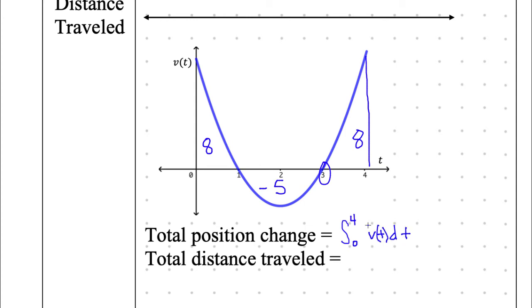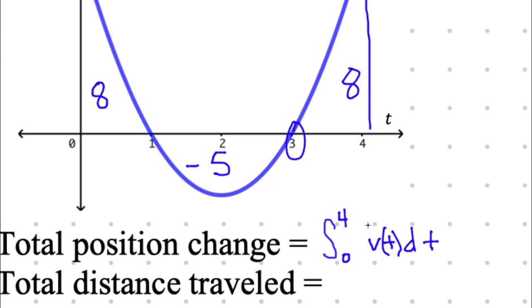And this is just something that's kind of a review at this point. If I take the integral of velocity and find all of these together, that is my total position change. It's just a definition that you need to have memorized. Total position change is just the integral. Done. Slightly different with total distance traveled.